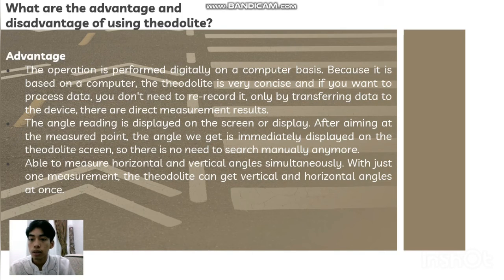2. The angle reading is displayed on the screen. After aiming at the measure point, the angle we get is immediately displayed on the theodolite screen, so there is no need to search manually anymore. 3. Able to measure horizontal and vertical angles simultaneously. With just one measurement, the theodolite can get vertical and horizontal angles at once.